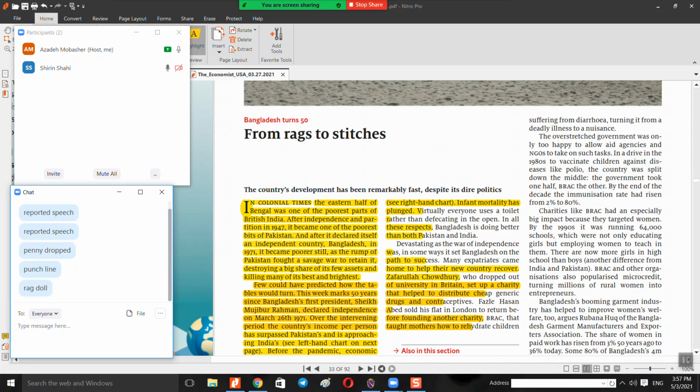Maybe it wants to show the progression of technology and people in Bangladesh from a poor condition to a better situation. Okay, very good. From rags. Very, very good. But that must remind you of an expression. What is it? Rags to rich. Very good. So you must have heard this. Rags to riches. From rags to riches.